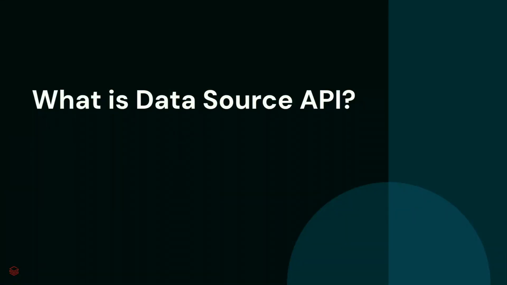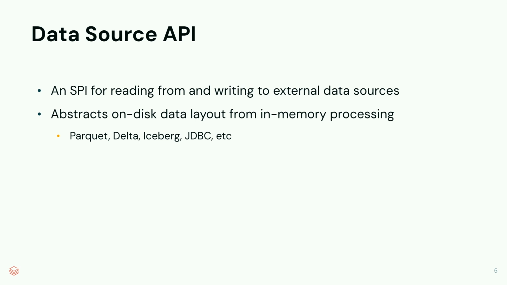So what do we actually mean by the data source API? Essentially, this is an SPI that allows developers to plug in custom code for reading from and writing to external storage systems from Spark. The primary goal is to abstract how the data is physically stored from its in-memory representation in Spark. So if you ever created a file or read a file using Spark, you interacted with either a DSv1 or DSv2 connector.